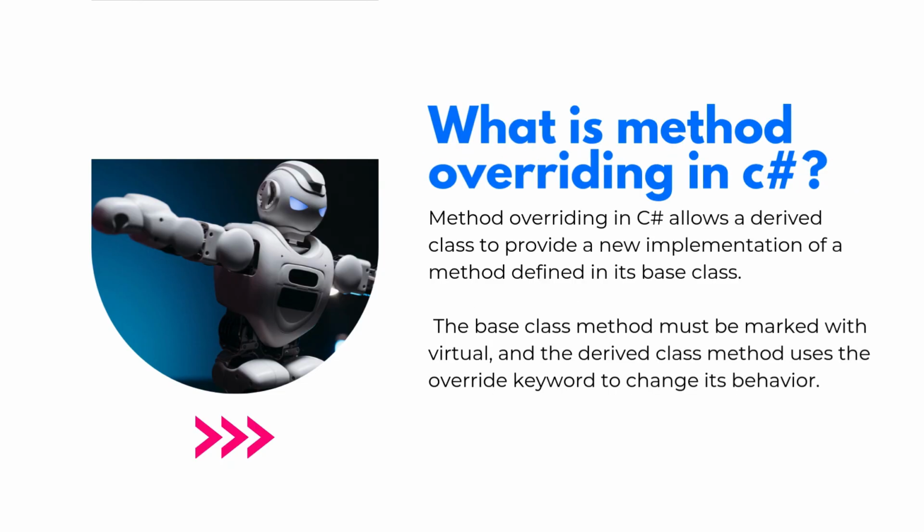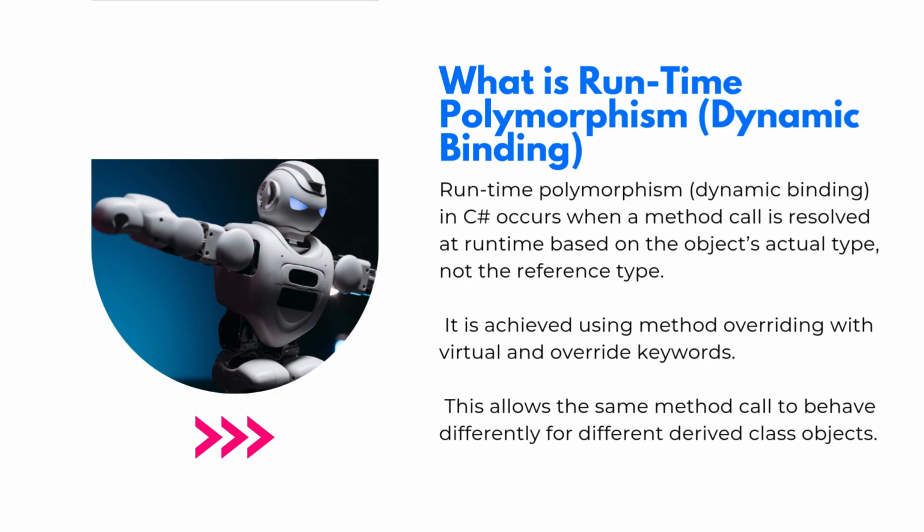What is method overriding in C#? Method overriding in C# allows a derived class to provide a new implementation of a method defined in its base class. The base class method must be marked with virtual, and the derived class method uses the override keyword to change its behavior.